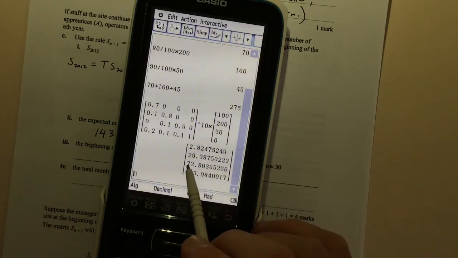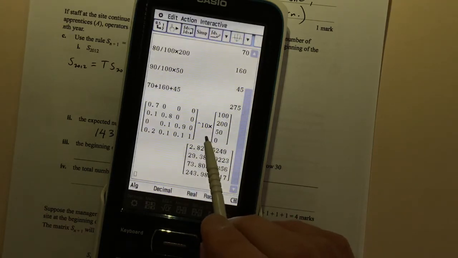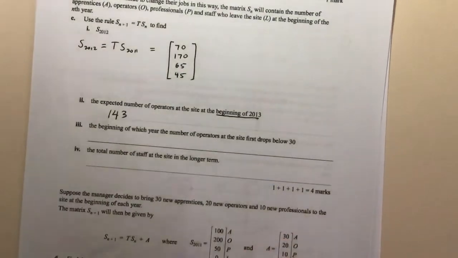After 10 years, it was 29.38. So after 10 years, that's when that number has first dropped below 30, because we've gone down to 29 operators at this job site. After 9 years, it wasn't below 30, but after 10 years, it was below 30. So 10 years into the future is when this number first dropped below 30, right?